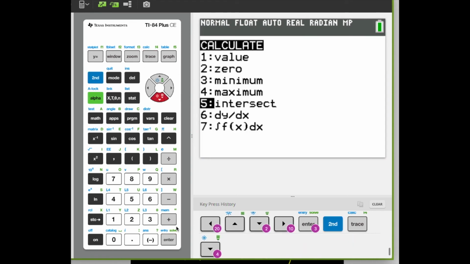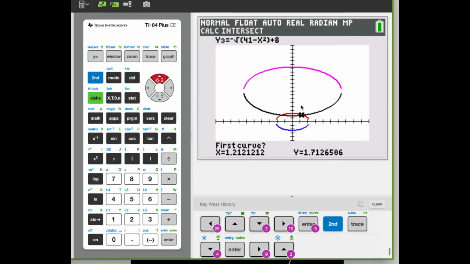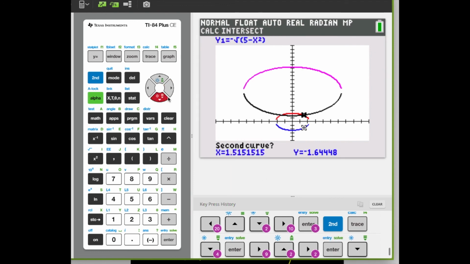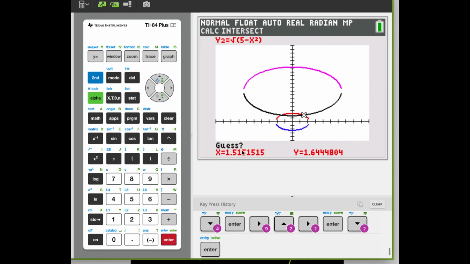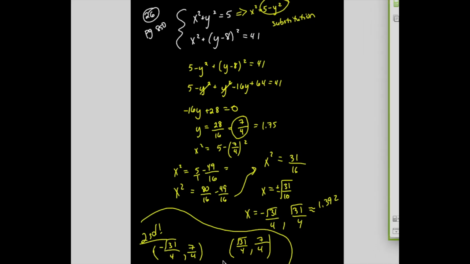Let's go to intersect. Now I want to go over here. I'm not even on the blue curve, and I don't want to be on the blue curve. I'm going to press up to get on the red curve. You press up and down to move from one curve to the other. Now I want to approximate this one. So I'm on the black curve, which is okay, and that's this equation, enter. For my second curve, I don't want the pink, I want the red, so it's on the red curve, enter. Then it says guess, yes. And my point of intersection is positive 1.392-ish, positive 1.75. So it verified what we found algebraically.